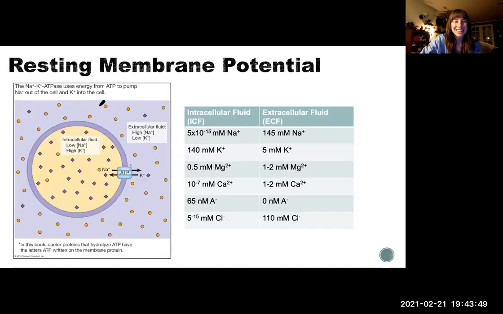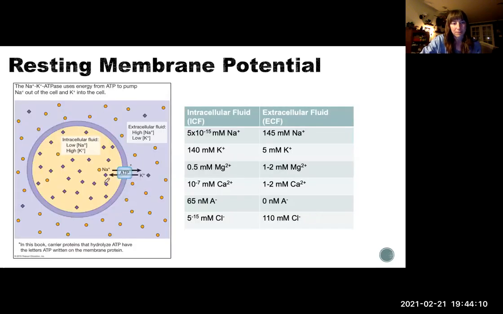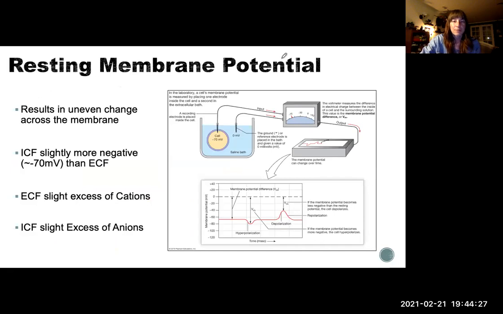Then the potassium that's in the extracellular fluid, these guys right here, are going to bind to the pump. That phosphate group is going to release from the pump, from that protein, and then that's going to cause the protein to change shape back to what it was before, which releases the potassium into the intracellular fluid. Okay, so long story short, sodium-potassium pumps pump sodium out of the cell whilst pumping potassium in, using ATP because it's active transport.